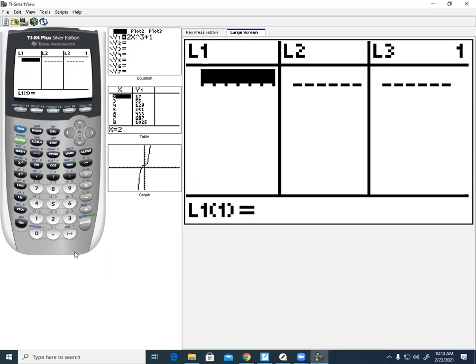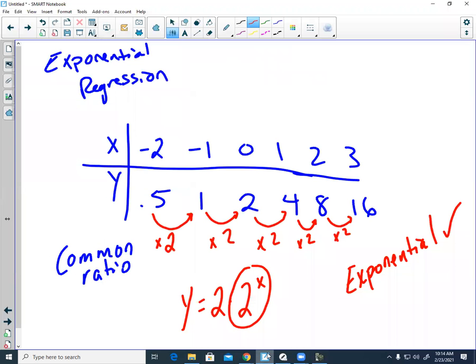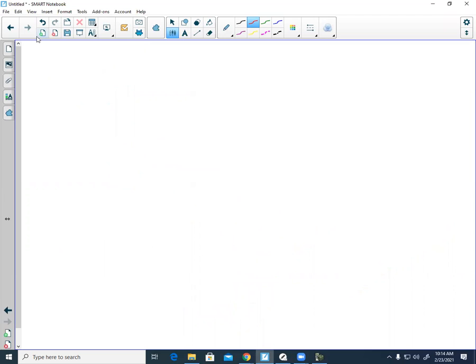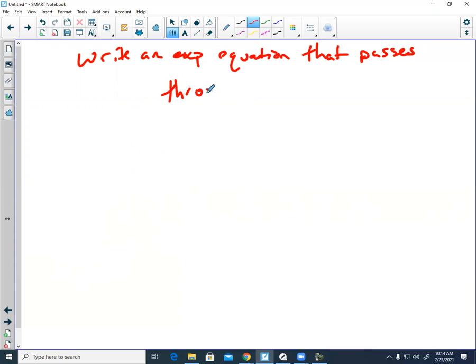All right, now I know that you all have your calculators all the time. Everybody has their calculator in front of them at every single moment. Let's say you don't. Let's say that you accidentally forget it or something happens and you don't have that in front of you. Let's go through an example of how you could do this by hand just in case. Let's say that I want to write an exponential equation that passes through the points (1, 10) and (3, 40).